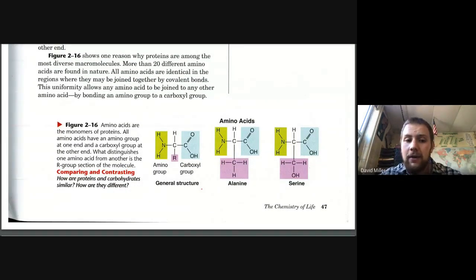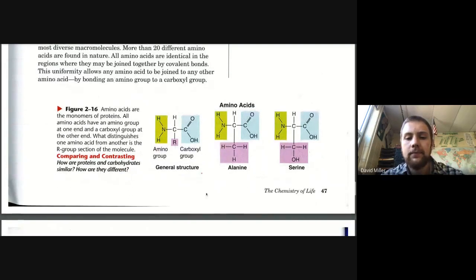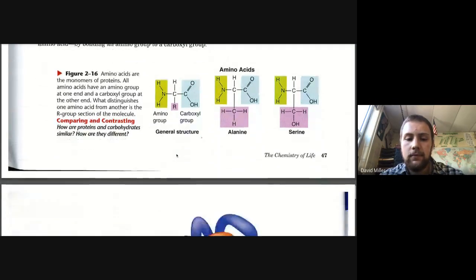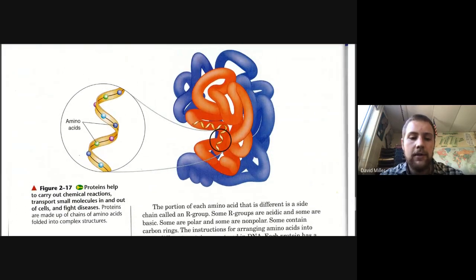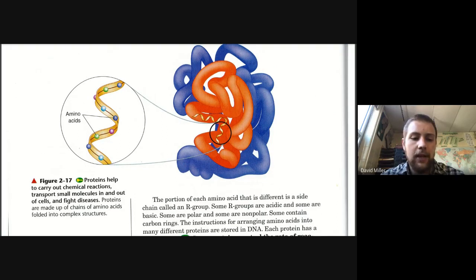Amino acids are the monomers of proteins. All amino acids have an amino group at one end and a carboxyl group at the other end. What distinguishes one amino acid from another is the R group section of the molecule. Figure 2.17. Proteins help to carry out chemical reactions, transport small molecules in and out of cells, and fight diseases. Proteins are made up of chains of amino acids folded into complex structures.